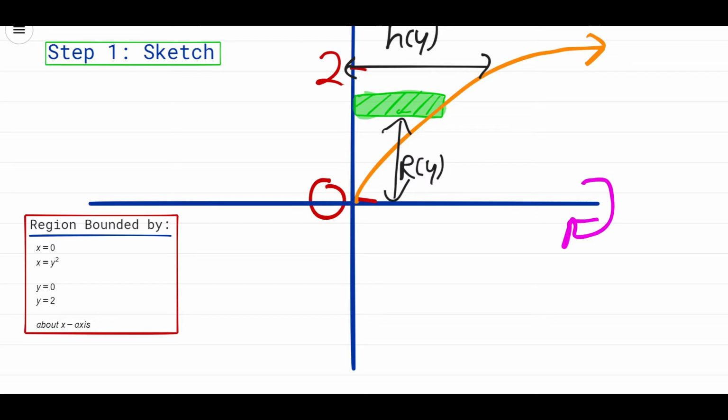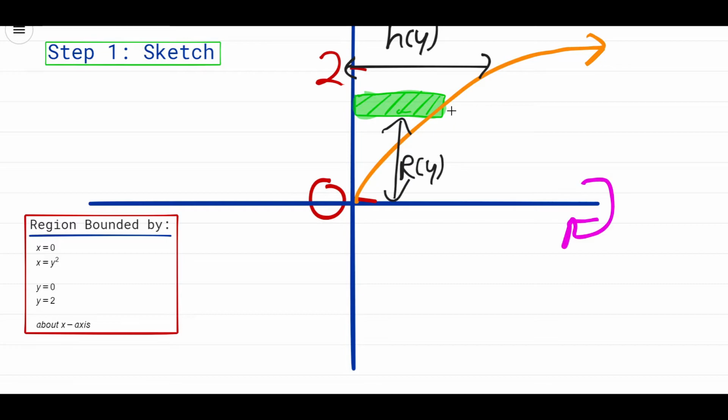So when it revolves about the x-axis and you have y limits, you use the y terms. So when it revolves about x, use y. When it revolves about y, use x. In this case, it revolves about the x-axis, so let's use r of y and h of y. H of y is the function that's given to us, y squared.